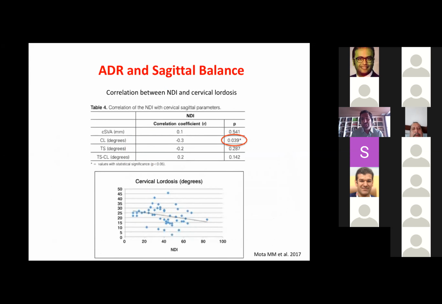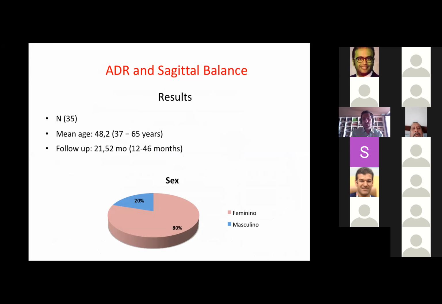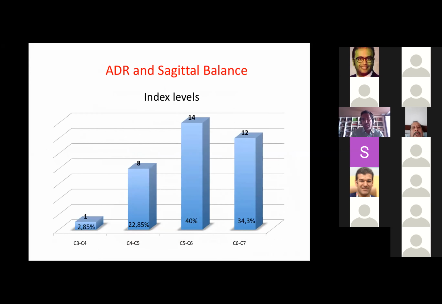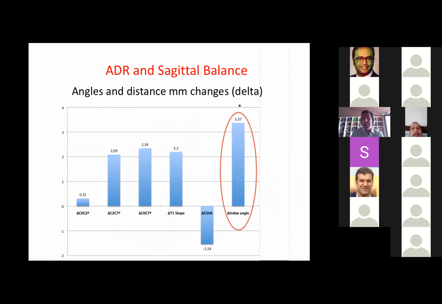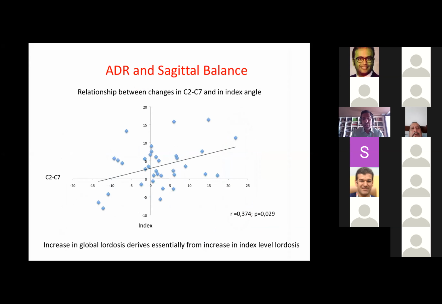What about sagittal balance? It's really important. There is a correlation between NDI and cervical lordosis. We also looked at some of our patients, 35 patients. These were the levels that were implanted, with minimal changes on the sagittal balance and a positive effect on the index level angle. And the increase in global lordosis in our cases derives from increase in index level lordosis and not major changes in adjacent levels.